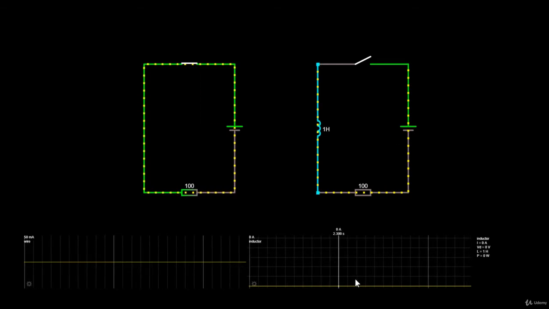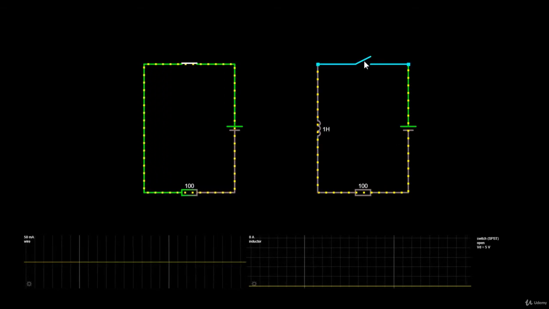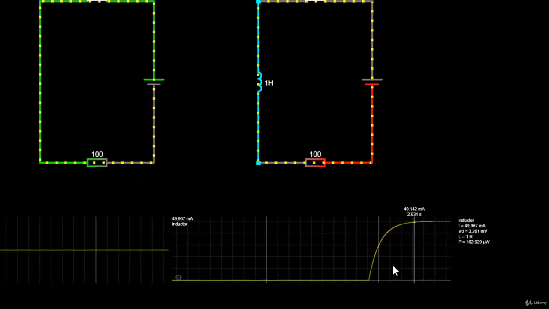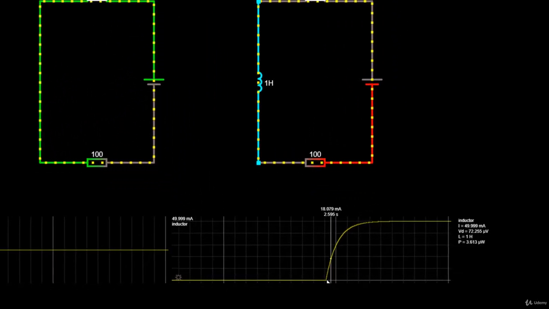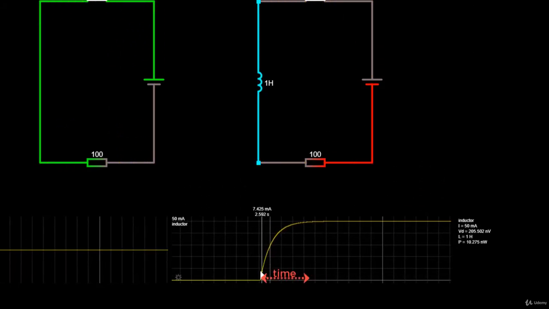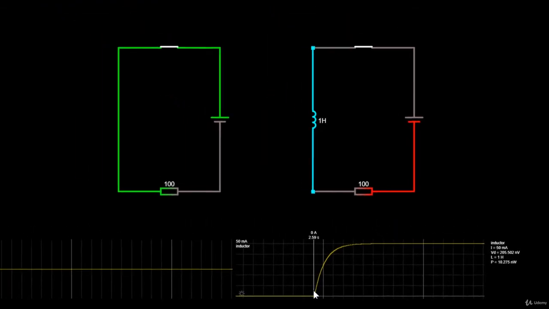Let's see what this graph will show to us. Let's close the switch and look here. What is happening here? Well, the current didn't instantly rise to 50 milliamps, it needed some time until it reached the peak value of again 50 milliamps. Well, 49, but it's the same. So what can we deduce from this graph?